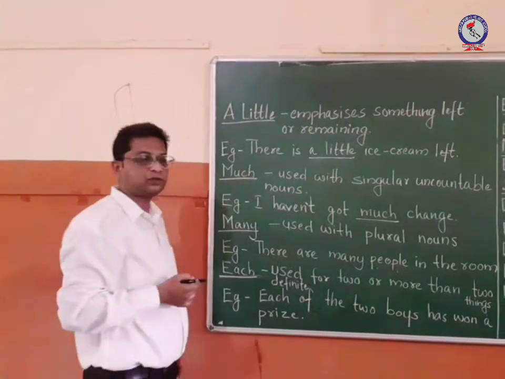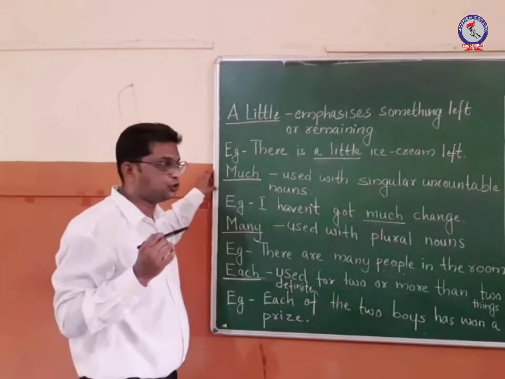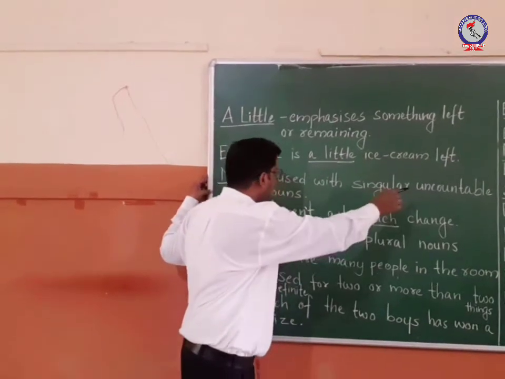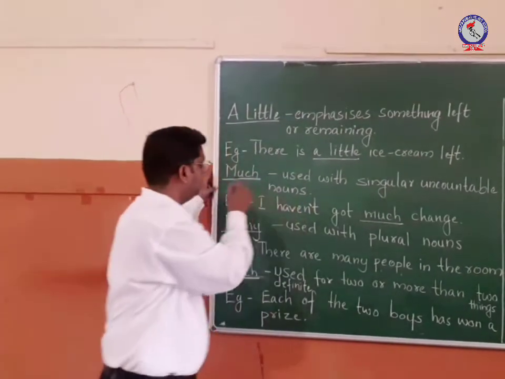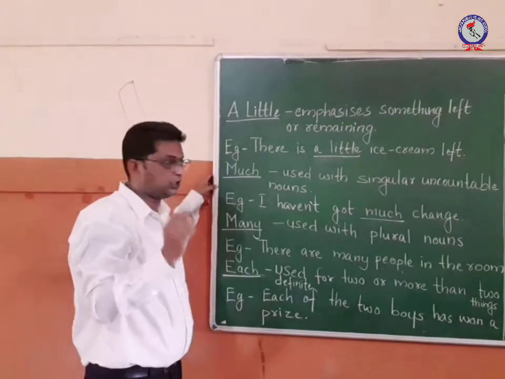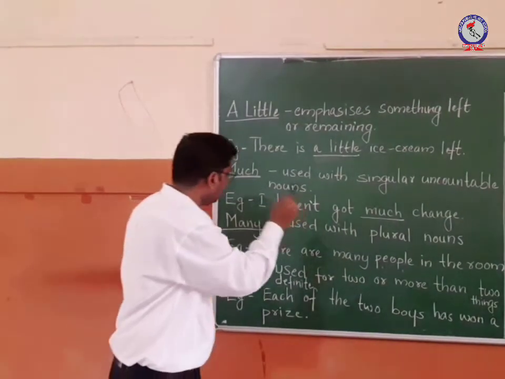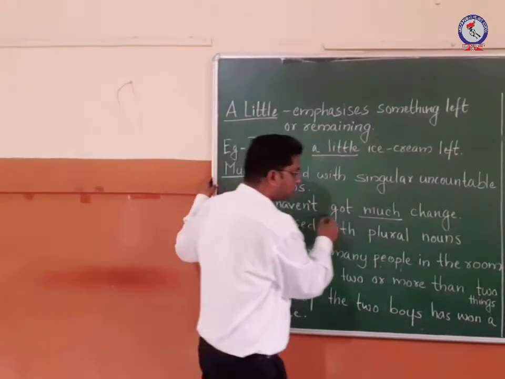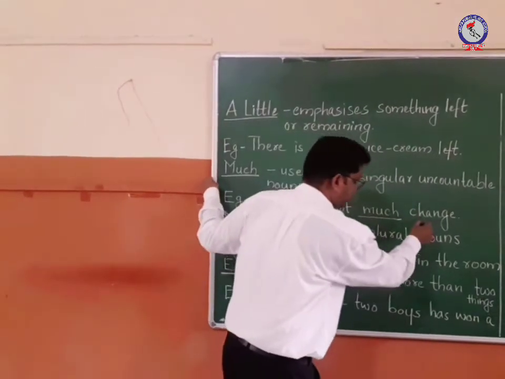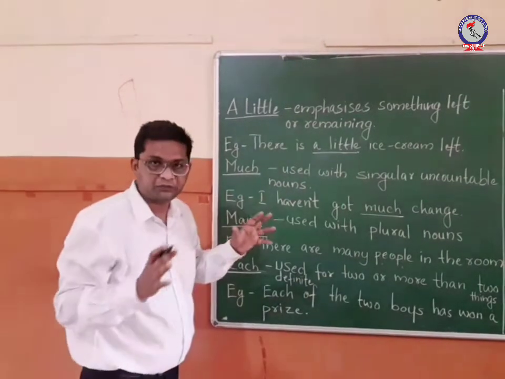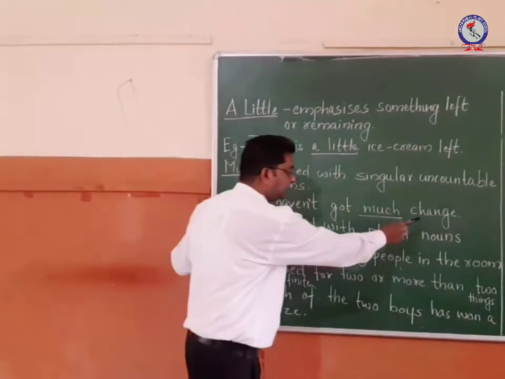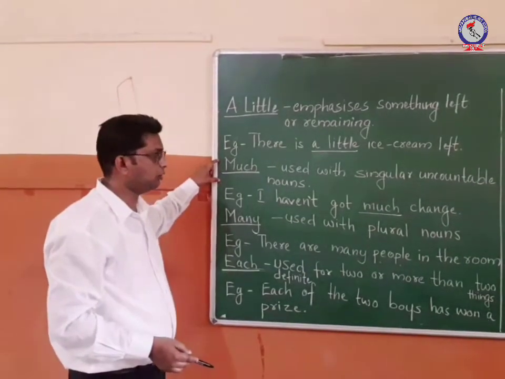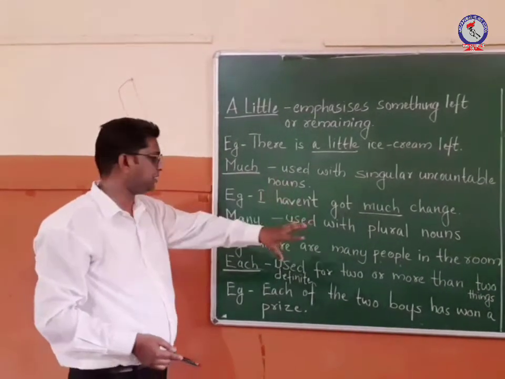Now then comes much. Much is used with a singular uncountable noun. Let us see the example: I haven't got much change. Change cannot be counted. Change is uncountable. So we have used much in order to refer to the change.